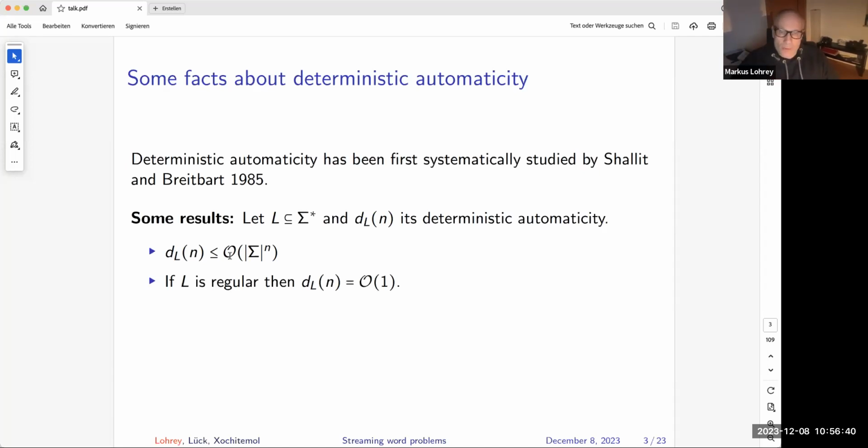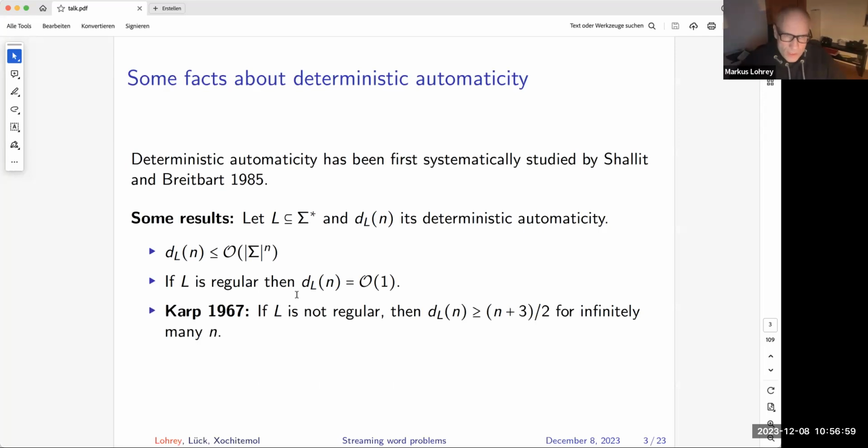If L is regular, then the deterministic automaticity is a constant. Because if the language L is regular, there is one deterministic finite automaton that works for all words of any length. So that's also a trivial statement. The next statement is non-trivial.